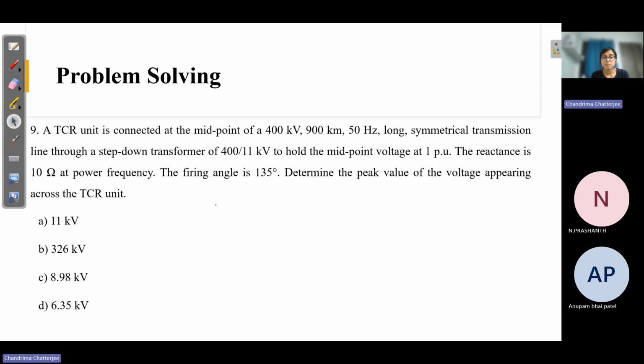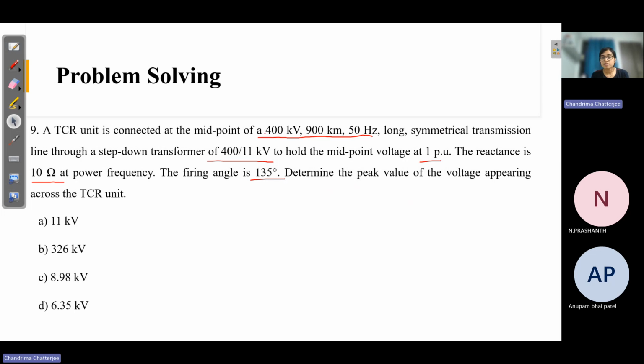Now there is a numerical problem. A TCR unit is connected at the midpoint of a 400 kV, 900 kilometer, 50 Hz long symmetrical transmission line through a step-down transformer of 400 by 11 kV to hold the midpoint voltage at 1 per unit. The reactance is 10 ohm at power frequency. The firing angle is 135 degree. Determine the peak value of the voltage appearing across the TCR unit. Okay, so many informations are given, but this question is very easy.